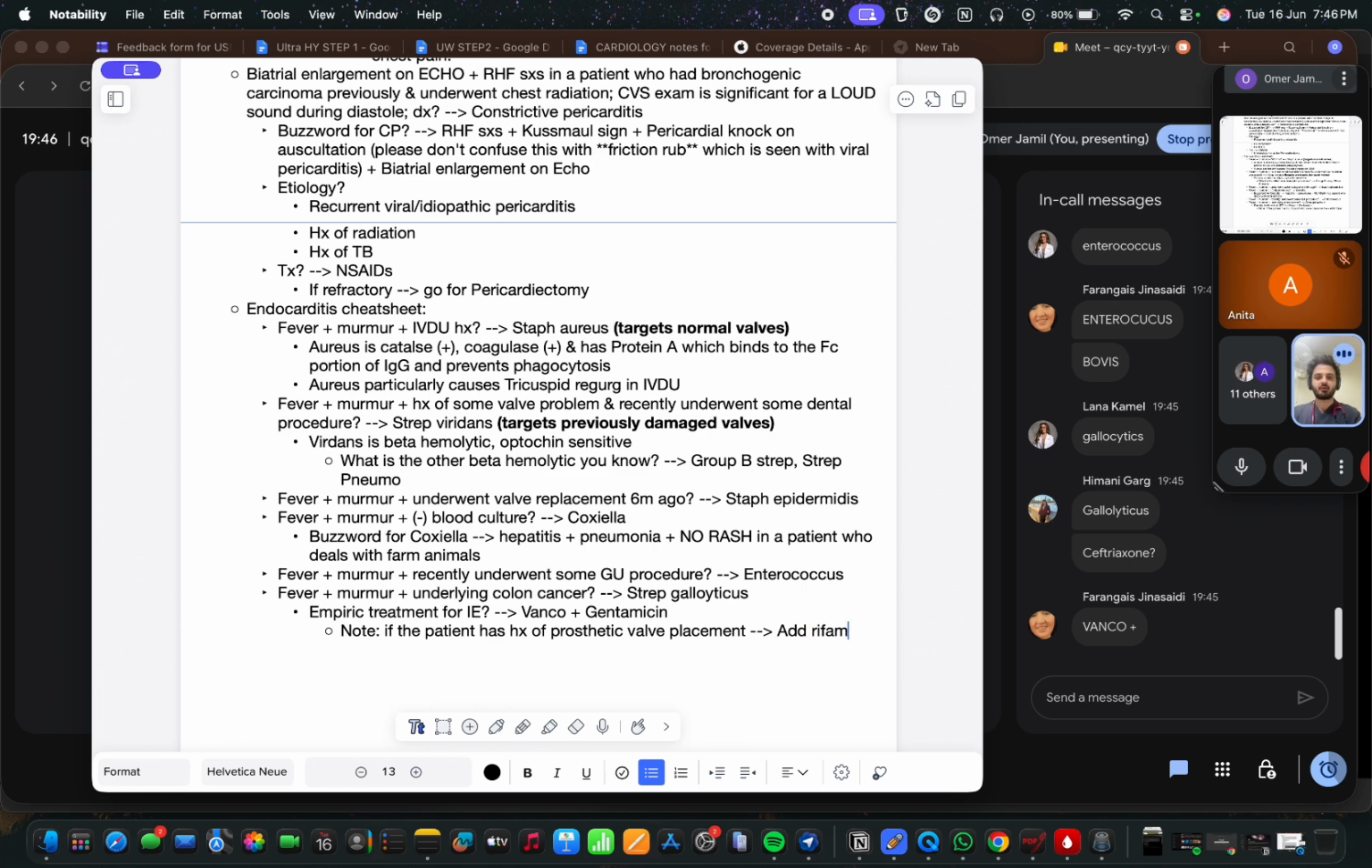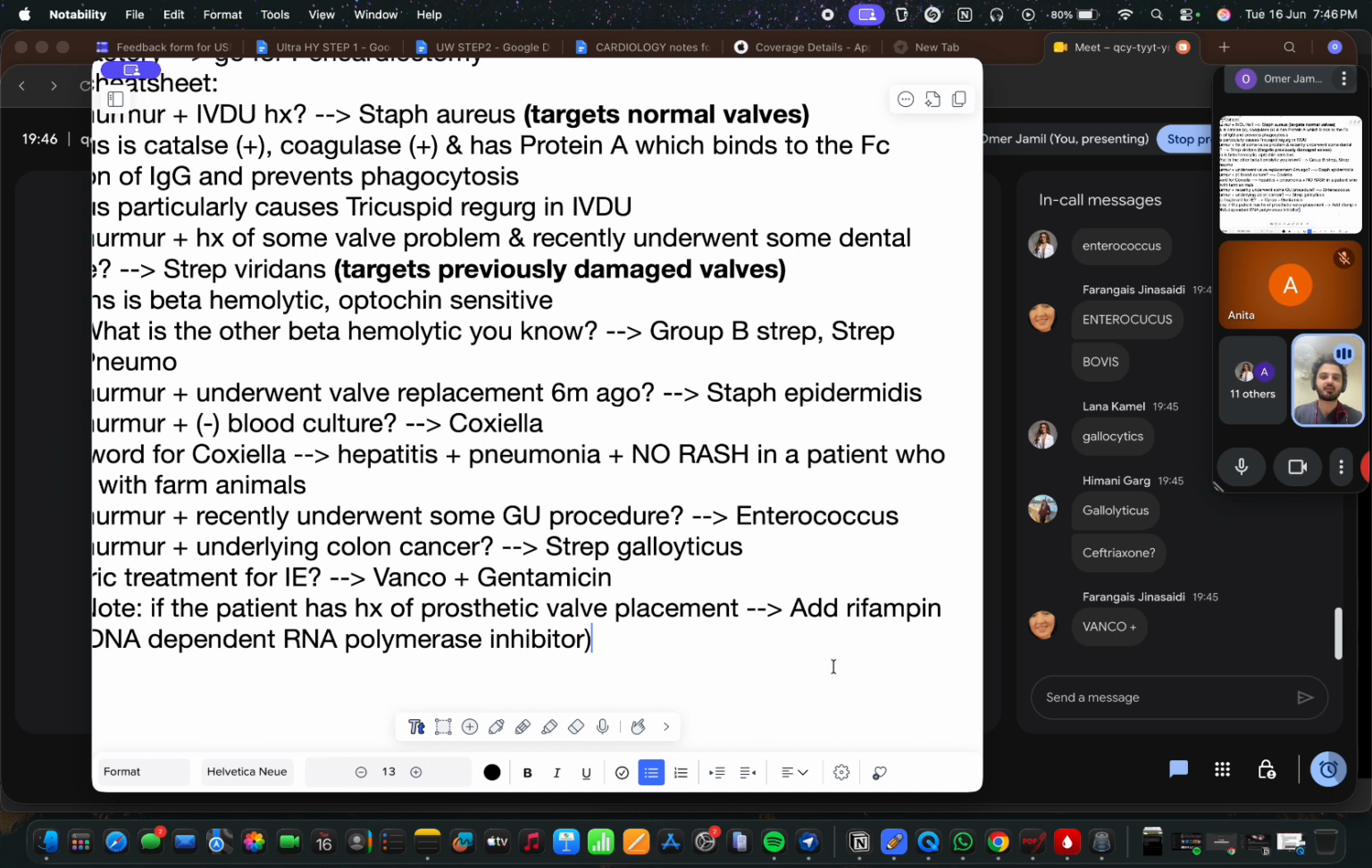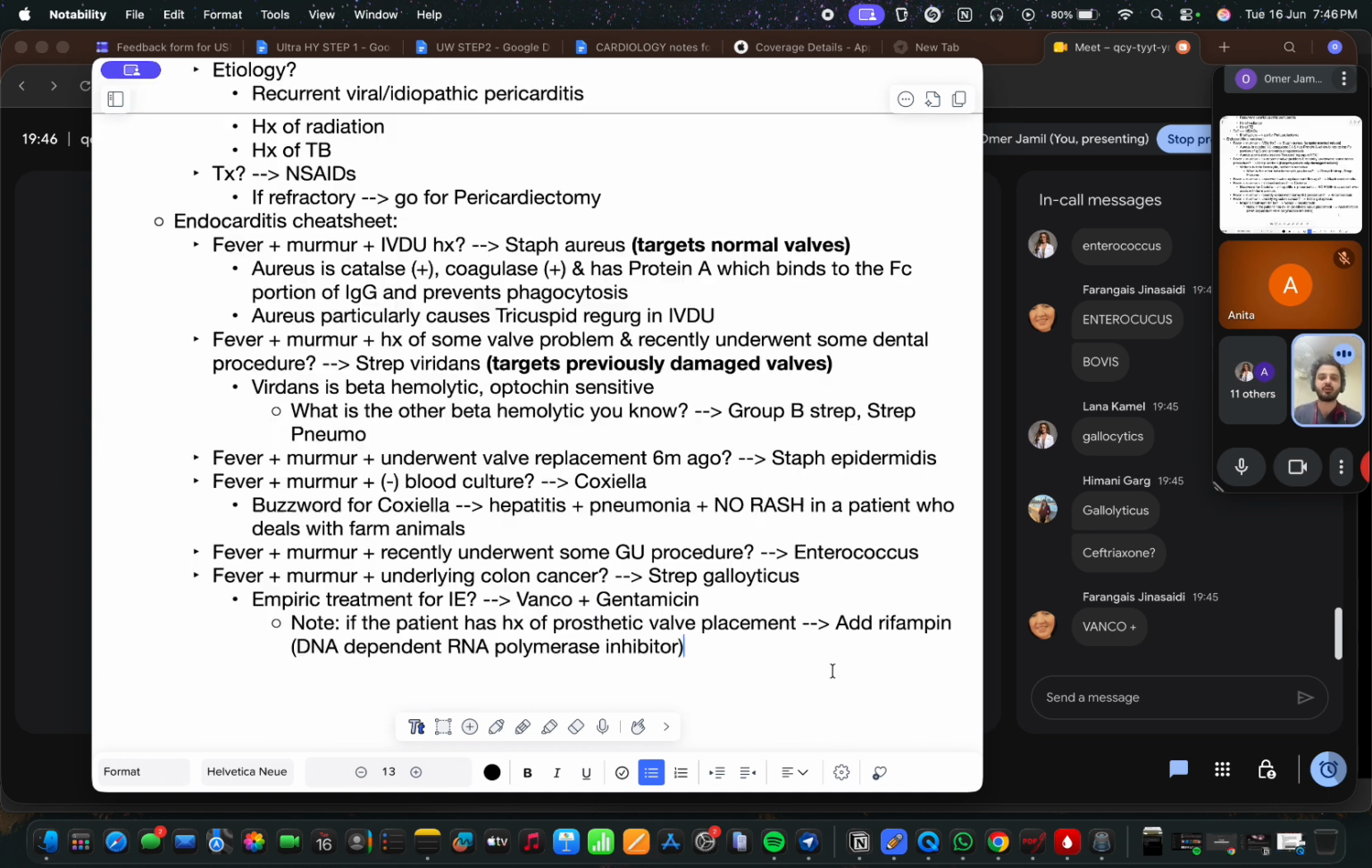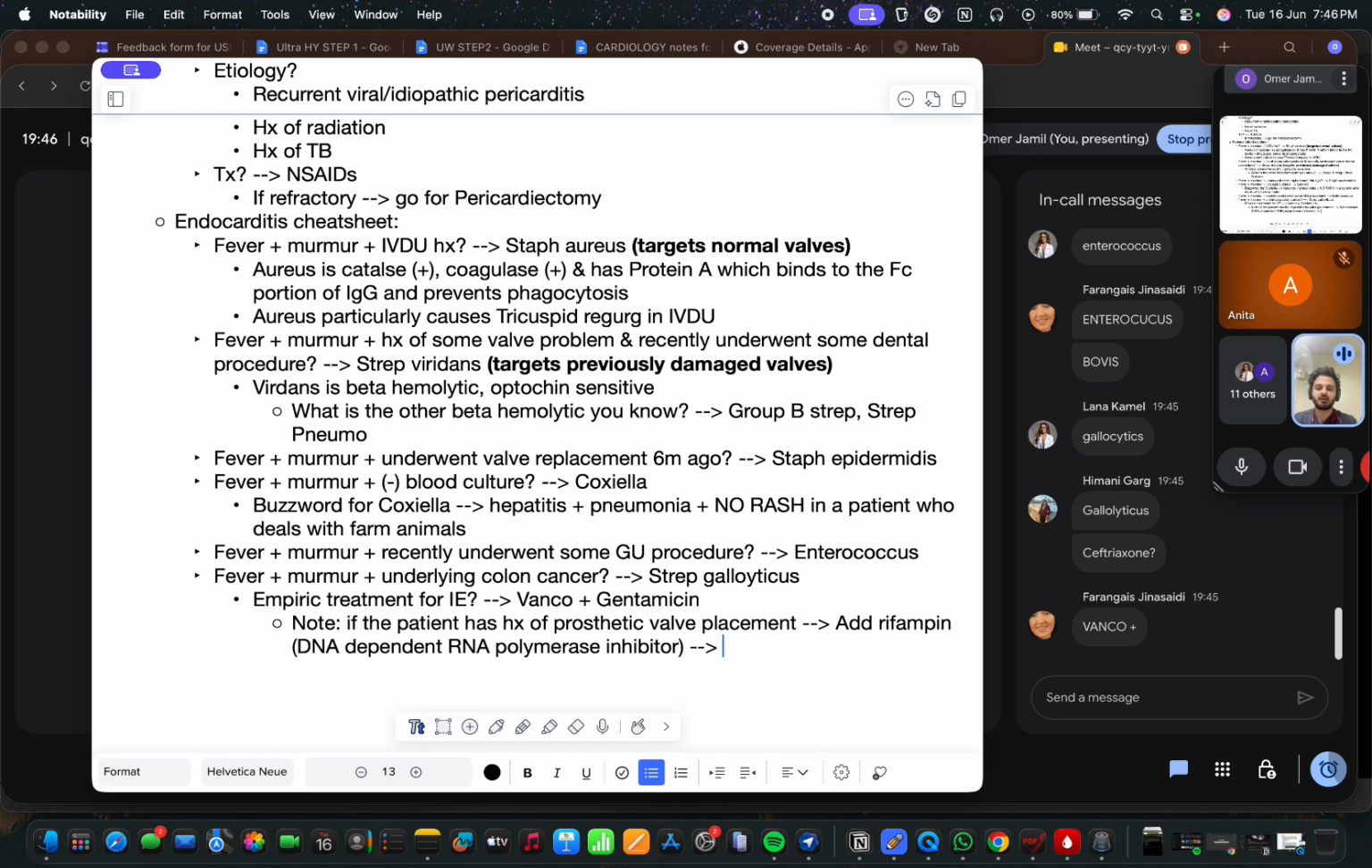Add rifampin. Okay, it's a DNA dependent RNA polymerase inhibitor. How do I remember it's an RNA polymerase inhibitor? Because it's literally in the name: R for rifampin, R for RNA polymerase inhibitor. Okay, so it would look something like Vanco plus Genta plus rifampin.